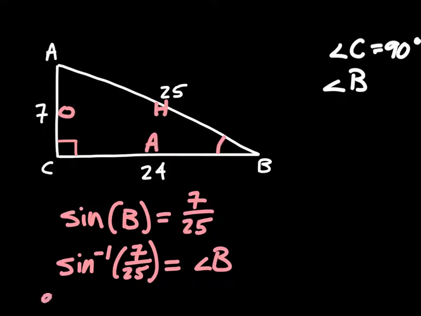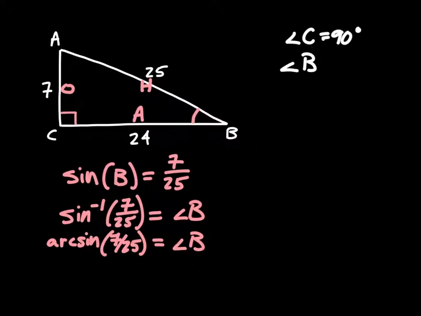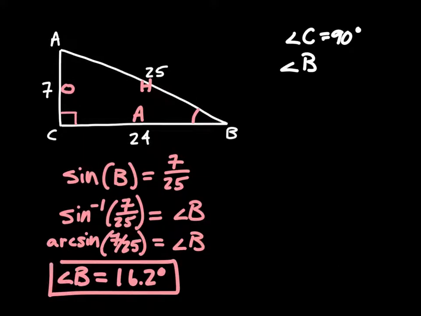Or you could do arc sine of 7/25 is equal to angle B. So when you plug that into your calculator, angle B is equal to about 16.2 degrees. Now if you look at the picture that we drew, that should be a pretty small angle. It doesn't open up that much.